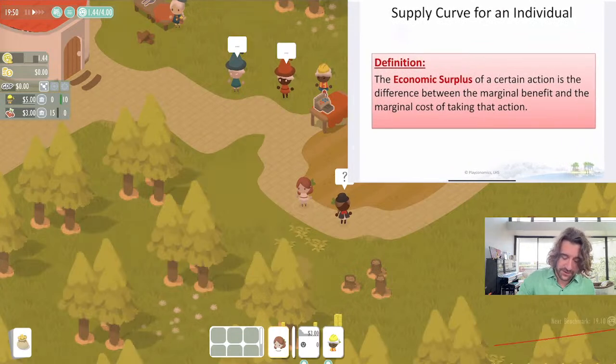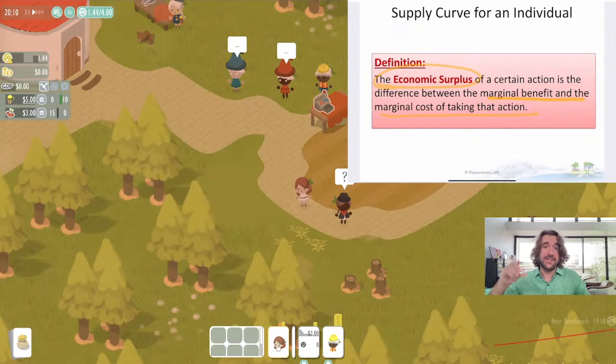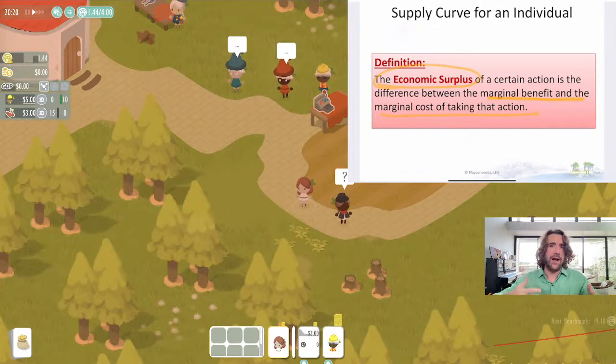Economic surplus, just the definition of it so we can have a common language. Economic surplus in economics is defined as the difference between the marginal benefit and the marginal cost of taking an action. The economic surplus is the difference between the marginal benefit, the price at which I'm selling the good, and the marginal cost, the cost of producing that extra good.